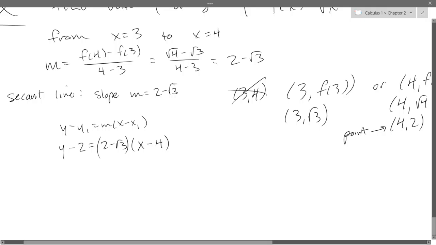And depending on how you're answering, this could be the final answer. Most of us like to solve for y. Just add 2 to the other side. Depending on what form you want, this will be mx plus b form.